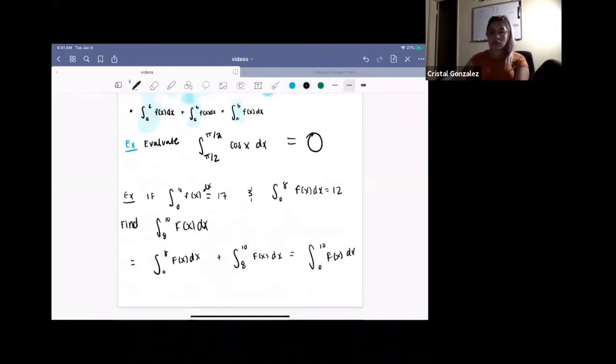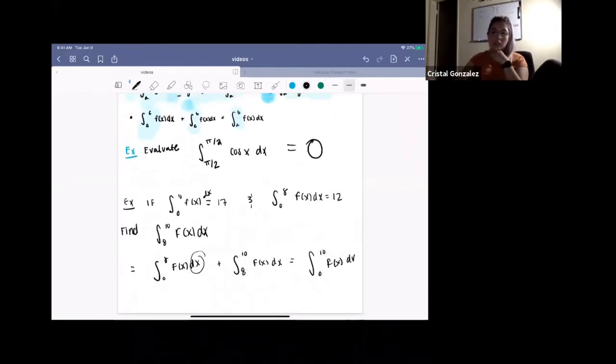So notation here is really important, especially the dx. We actually know the value of the first one: it is 12. We don't know the integral from 8 to 10, but that's the one we're looking for. And we know the integral from 0 to 10 was equal to 17. So now we can evaluate that last integral. Moving the 12 over to the other side, the integral from 8 to 10 of f of x dx is going to give me 5. Okay, perfect.